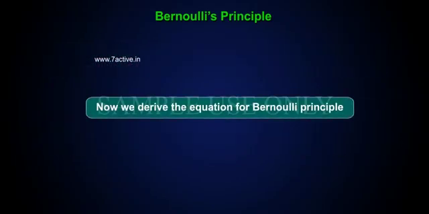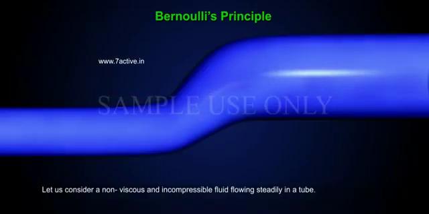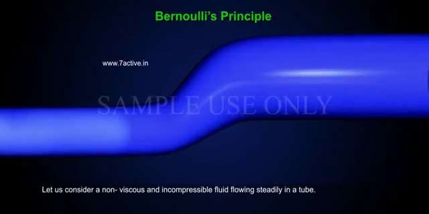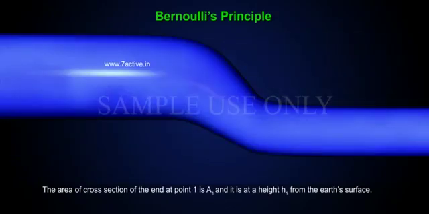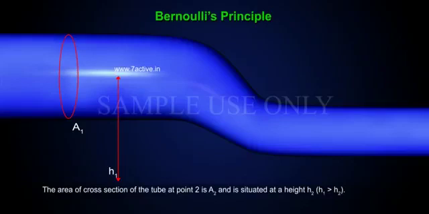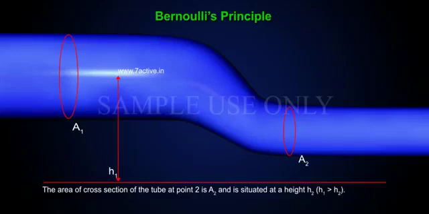Now we derive the equation of Bernoulli's principle. Let us consider a non-viscous and incompressible fluid flowing steadily in a tube. The area of cross-section of the end at point 1 is A1 and it is at a height h1 from the Earth's surface. The area of cross-section of the tube at point 2 is A2 and is situated at a height h2, h1 greater than h2.